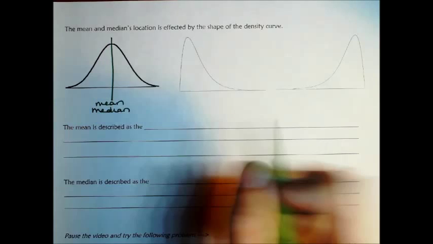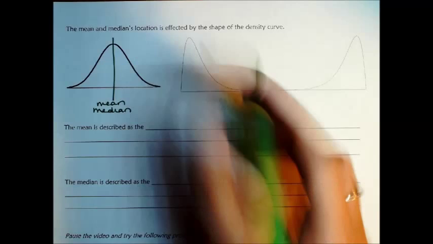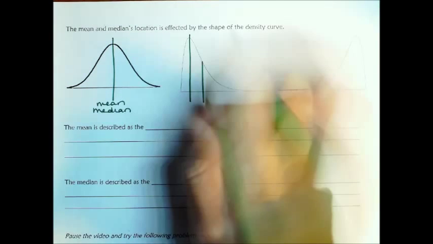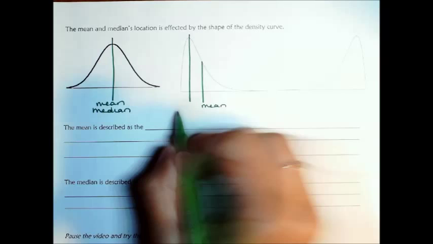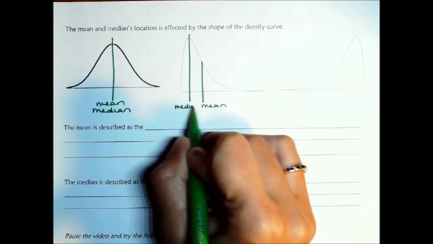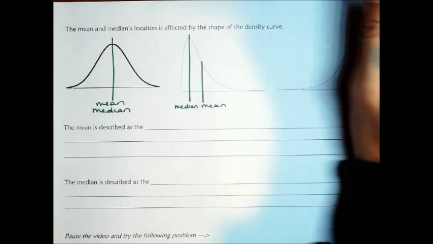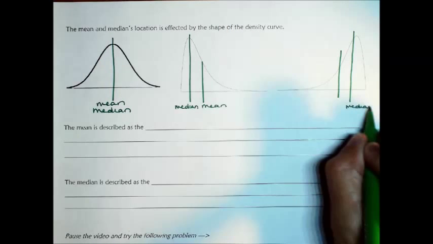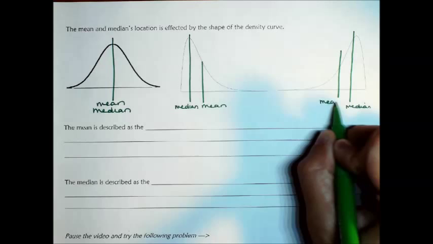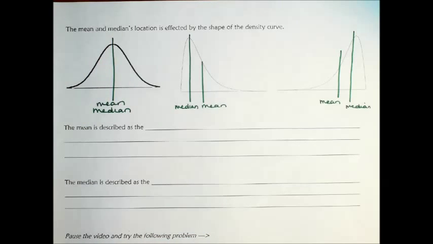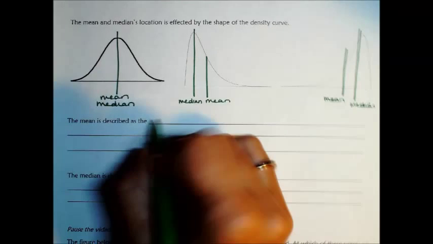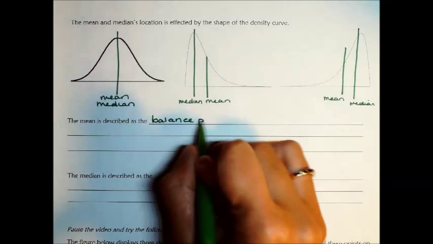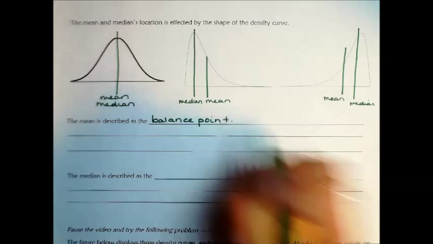For skewed right and skewed left, the same thing applies that we learned from distributions. The mean is the one that's most affected by the outliers, therefore it is closest to the tail. The median, not so much. So I am just approximating where the median and the mean would be. When we're talking about density curves, the mean is described as the balance point. So if you imagine that the density curve was a solid object, the mean would be where the weight would balance.